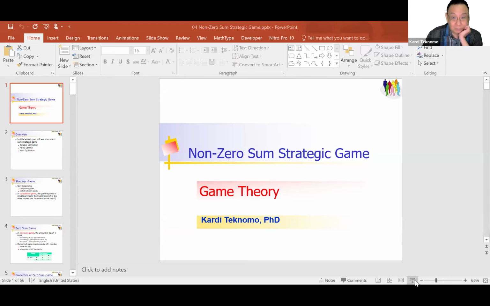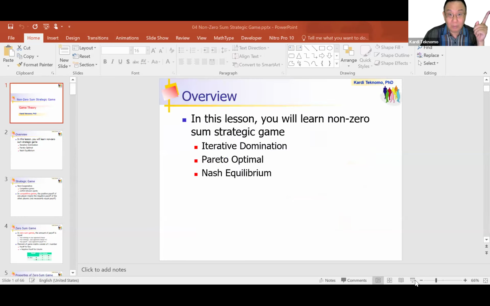Okay, so in this lesson, you will learn, again, the first technique, which is using iterative domination. And then I will introduce you to more jargon, or terminology. First is Pareto optimal. Second is Nash equilibrium.